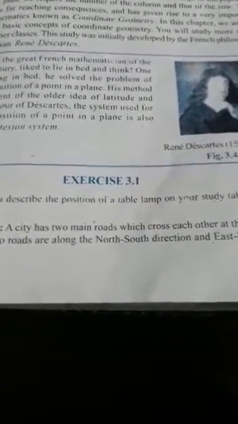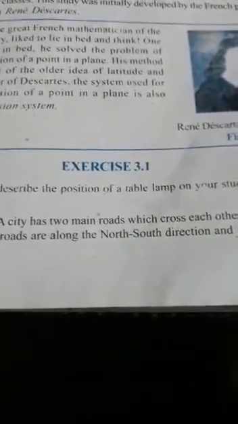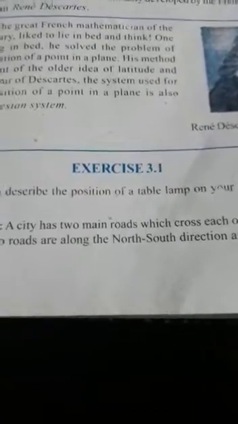In the first exercise you are given only one question: how will you describe the position of a table lamp on your study table? Suppose there is a table lamp on your study table and you have to tell its position to another person, then how will you tell? We will tell firstly the direction, whether north-south or south-east, and how much distance from the center of the table your table lamp is placed. So this question is only for your knowledge. This type of question will not be in the exam.